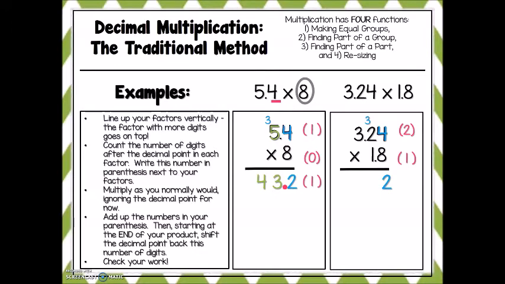Now I'll multiply. So 8 times 4 is 32, 8 times 2 is 16, plus 3 is 19, 8 times 3 is 24, plus 1 is 25. Then I have that placeholder 0, 1 times 4 is 4, 1 times 2 is 2, 1 times 3 is 3, and add them together. Finally, I'll add together the 2 digits in my parentheses, so 2 plus 1 is 3. That tells me that I need to move the decimal point 3 spaces to the left, starting at the end of my answer. So I'll go 1, 2, 3 spaces, which tells me my final answer is 5 and 832 thousandths. Let's take a look at a couple more examples using the traditional method.